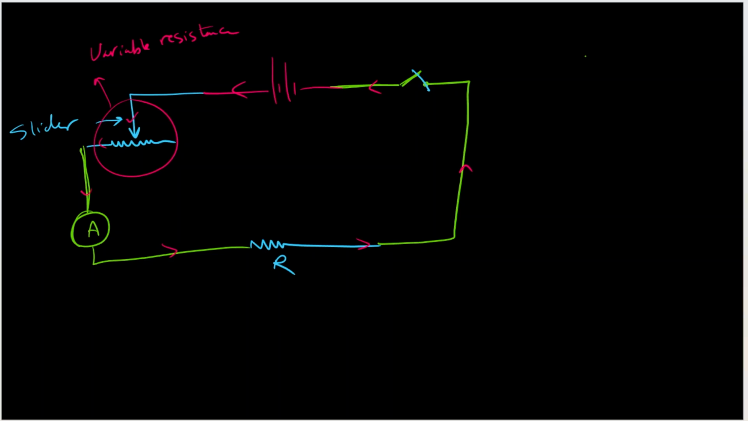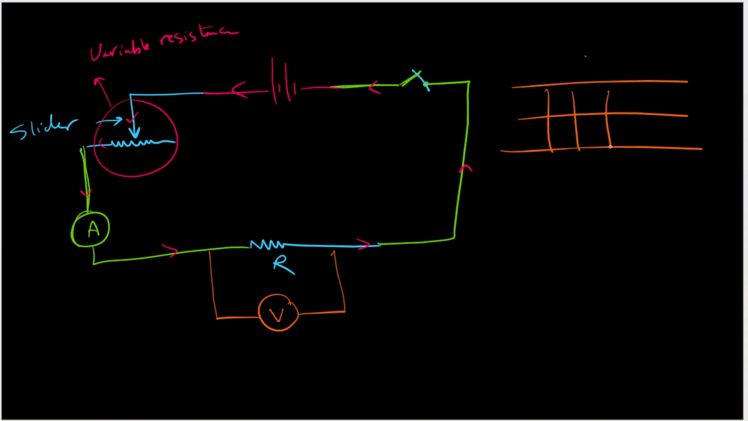But also we need to measure the potential difference between the terminals of this resistance. So we'll draw a voltmeter, which is connected in parallel with the resistance only. And we will just create a table. And we will try to change the voltage each time, and each time we will try to calculate the corresponding current.